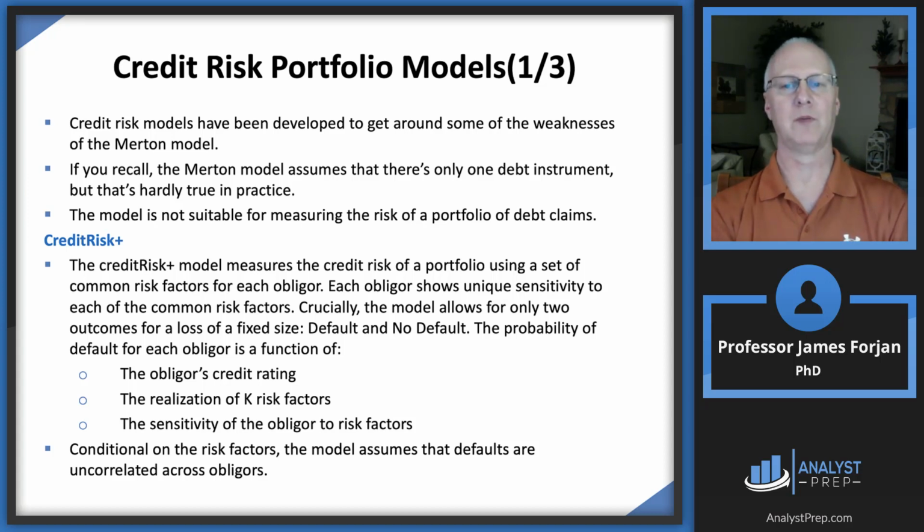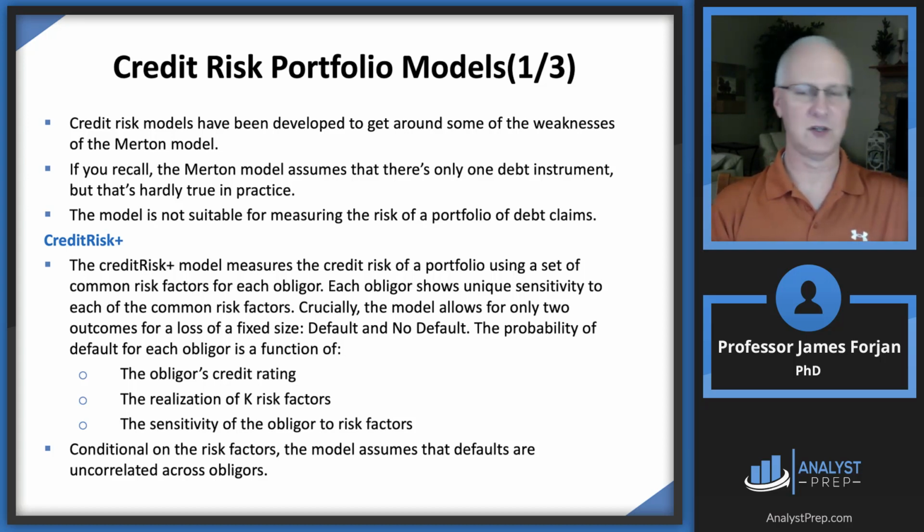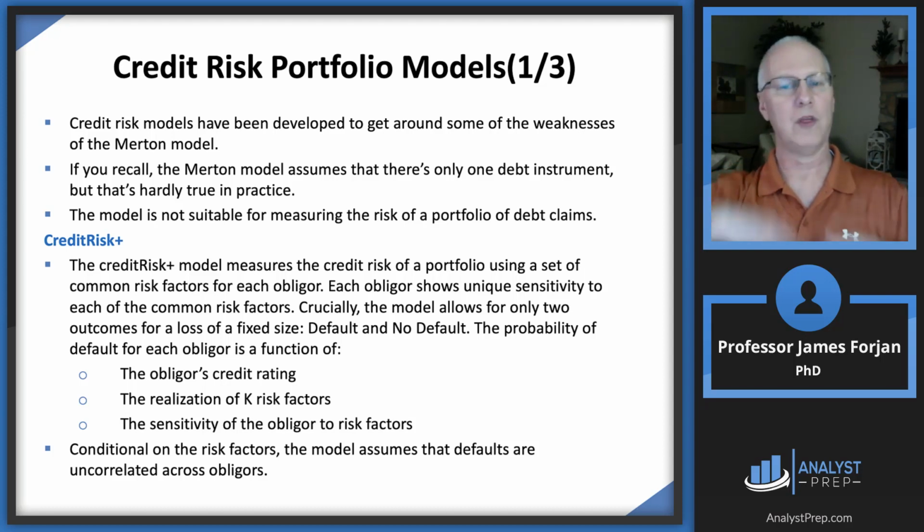Now, this CreditRisk+ model only allows for two outcomes, right? Default or no default. And so that probability of default depends on credit rating and those risk factors and the sensitivity to those risk factors. Now look at that bottom one here. I would memorize this statement here. The model assumes that defaults are uncorrelated across borrowers. So if I default, that doesn't mean that this dude over here is going to default, or that woman across the street is not going to default, or that any other professors are not going to default.